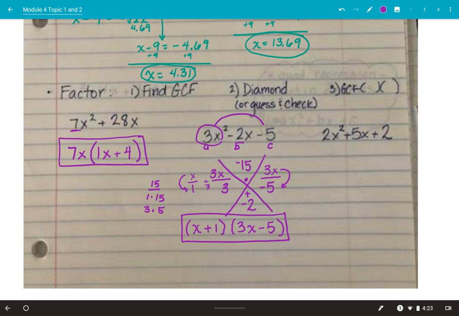Okay, so the next one's A, B, C, and that gets you ready for the quadratic formula. So multiply the first and last.